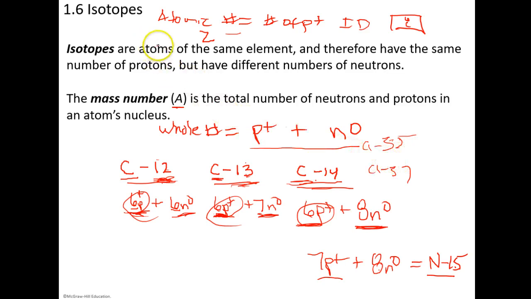Okay, so an isotope is the same element, but with a different number of neutrons. Same element, different mass.